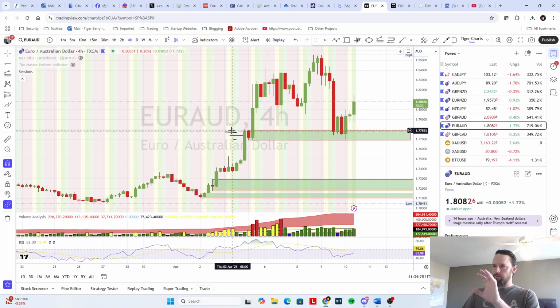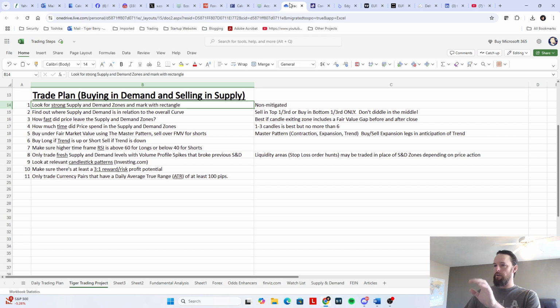Now that's basically number one. So number two, find out where supply and demand is in relation to the overall curve. Okay, so here's what I'm gonna do now.